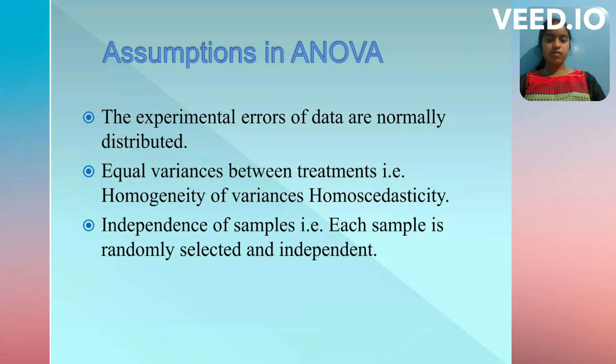Assumptions in ANOVA: the experimental errors of data are normally distributed, equal variance between treatments, independence of sample, each sample is randomly selected and independent.